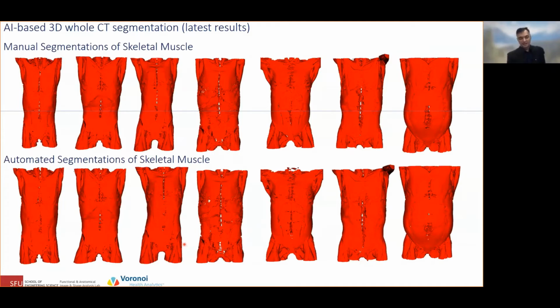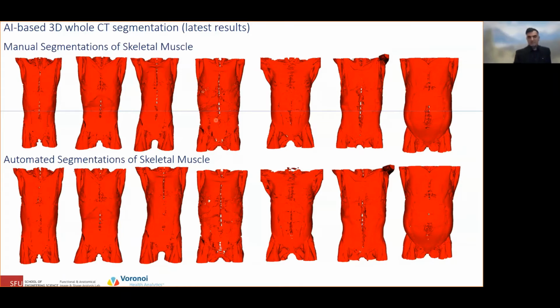Now L3 is somewhere over here in the horizontal line, and one can see that there will be some errors in predicting the whole body skeletal muscle from just one slice L3 cross-sectional area because of the variability up and down the body.